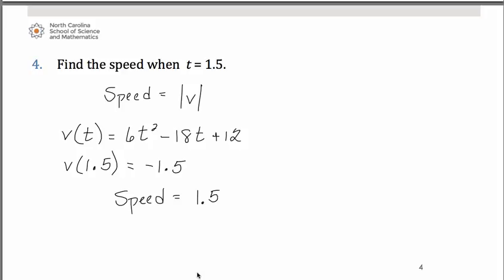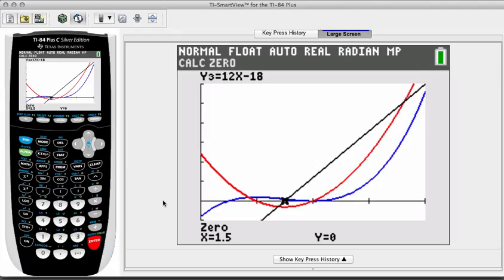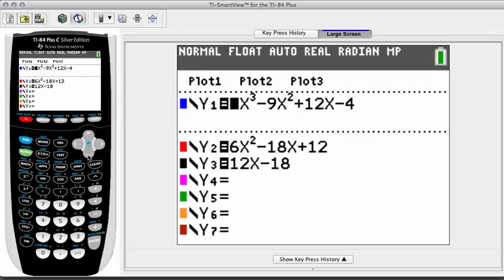The final question we're going to consider is to find the total distance traveled by this particle in between 0 and 4. And that's why I had us take a look at the graph of this first, so we could get a sense of the path that particle was traveling, because we want to determine the total distance traveled. So let's take a look at that again. And I'm going to go ahead and delete out of here the velocity and the acceleration, just so it's not quite as cluttered.